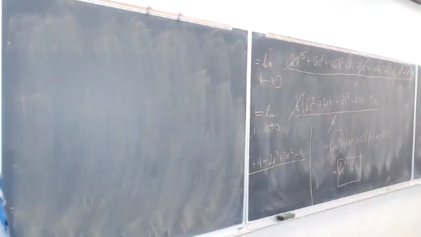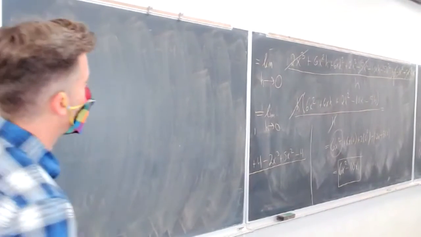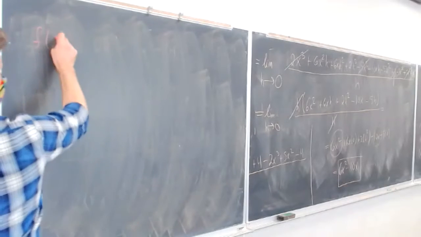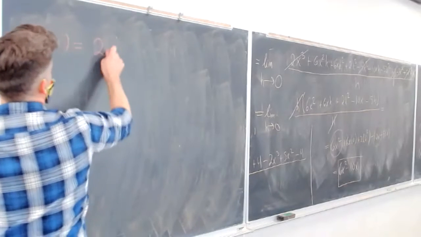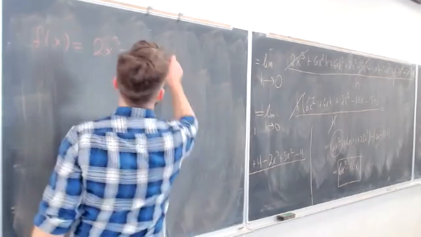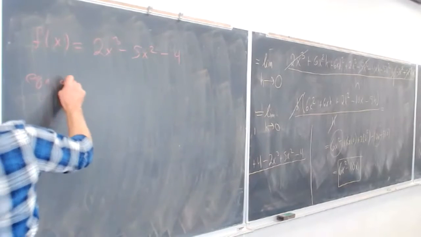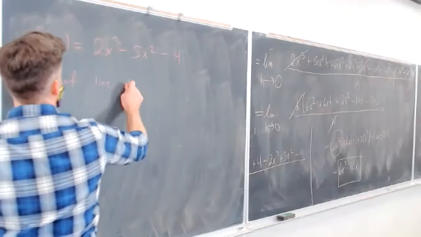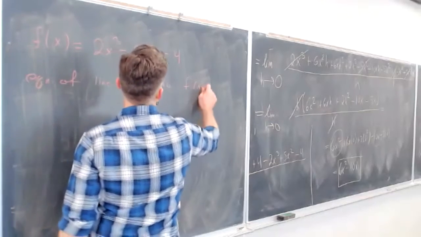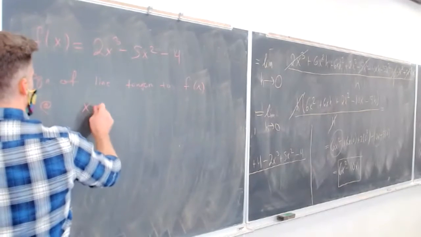Okay, and then we could ask the follow-up question. So the follow-up question is, and let's write the function again. The function which I erased was 2x cubed minus 5x squared minus 4. What's the equation of the line tangent to f of x at the point, let's say x equal to 2?